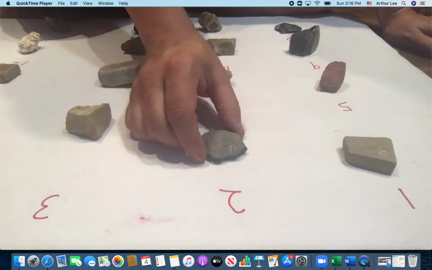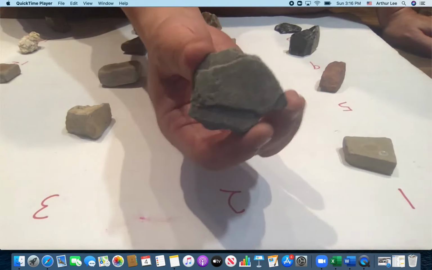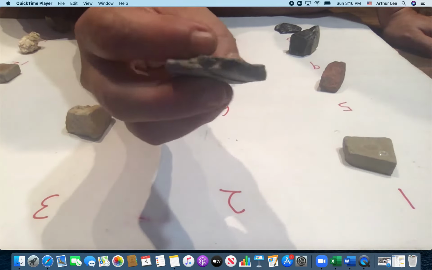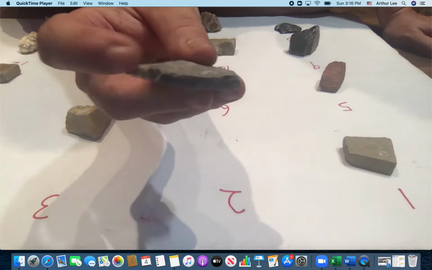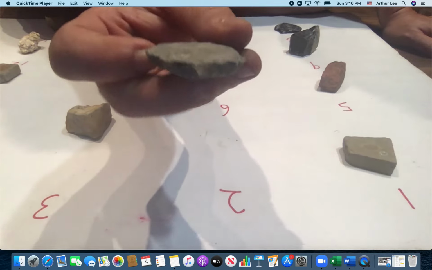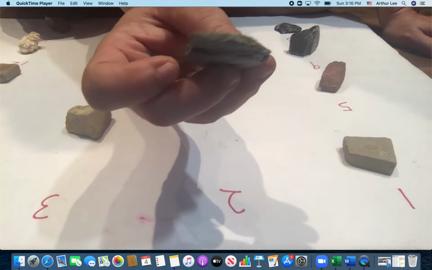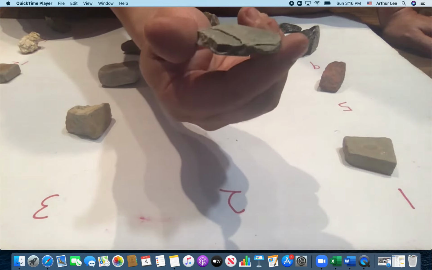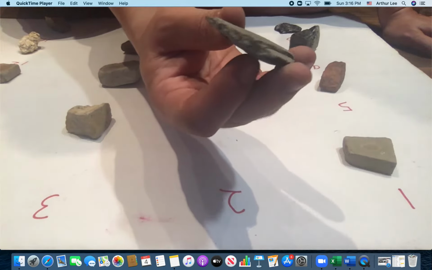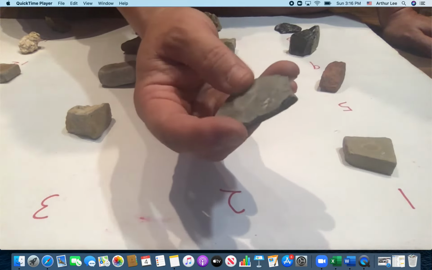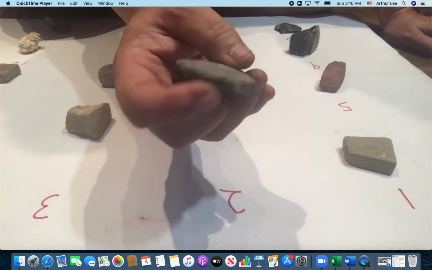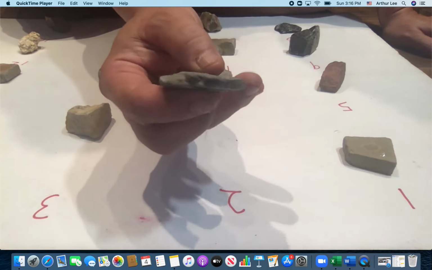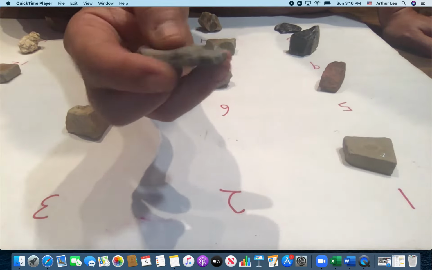Now we're going to do sedimentary rock number two. And notice it's got these flat layers to it. Sample number two.